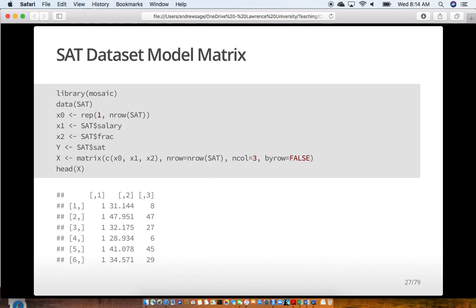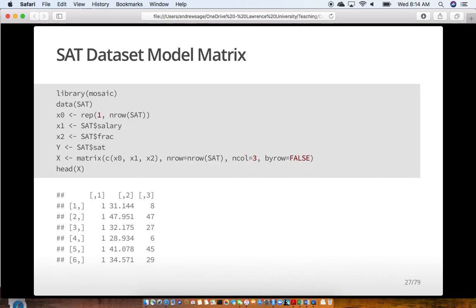Let's take a look at our example. We've talked about the problem with predicting SAT scores in a state based on teacher salary and the fraction or percentage of students who take the SAT in that state. In this case, we're fitting a model with an intercept and two predictor variables.